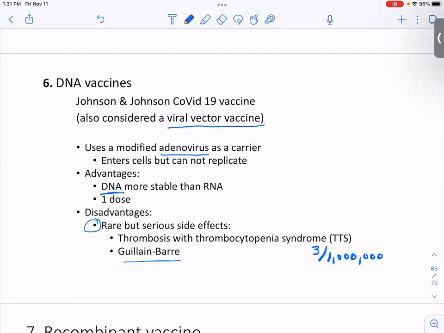Guillain-Barré is a condition that sometimes people can get from any viral infection. It's neurological, so it's a little bit scary. It can cause paralysis. Usually it lasts a short period of time and then patients recover, but that has the potential to be dangerous. Let's see, the incidence of that is about 1 in 120,000. So again, weigh the risks.